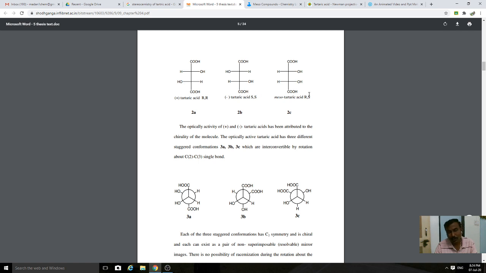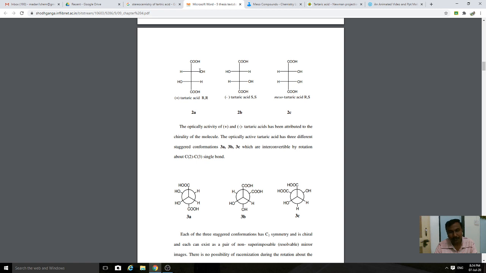There are three stereoisomers possible for tartaric acid because there are two chiral centers, at positions 2 and 3. At positions 1 and 4 there are two carboxylic groups, and positions 2 and 3 are chiral carbons because each is attached to four different groups, namely a carboxylic group, hydroxy group, hydrogen, and the rest of the chain. Similarly, at position 3, there are also four different groups attached. So, this is the dextro form of tartaric acid.